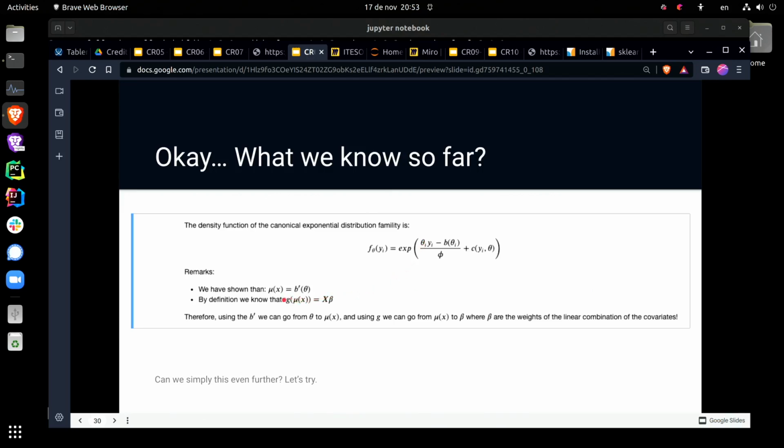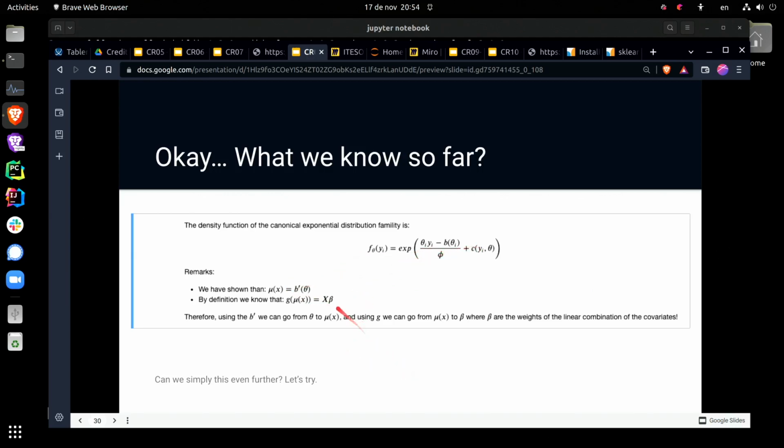Okay, so we know by definition that by applying g over the function that represents the expected value, we get directly this linear combination of the independent variables, and this is very important. So once we understand this, we can kind of see a path, right? So we know that by using the first derivative of b, which is this one here, we can go from our parameter theta to the function that describes the expected value, right? So we can go from this parameter to this function. And by using g, we can go from this function, which is in here, to the coefficients or parameters used in the linear combination, right? So we can now start linking all the different elements.